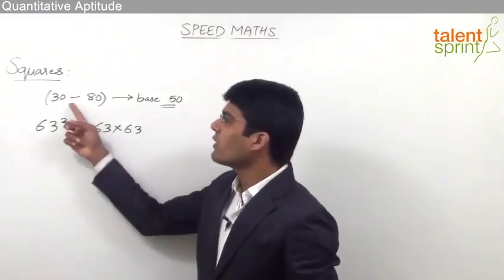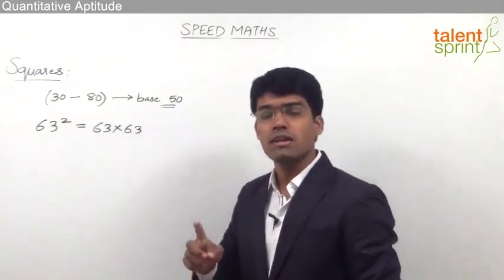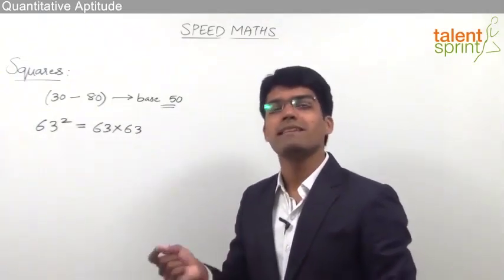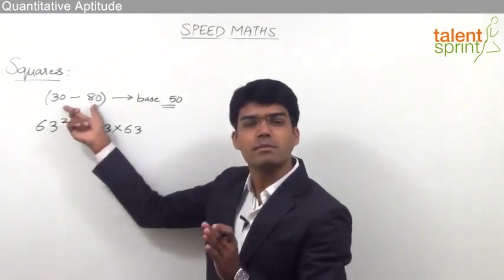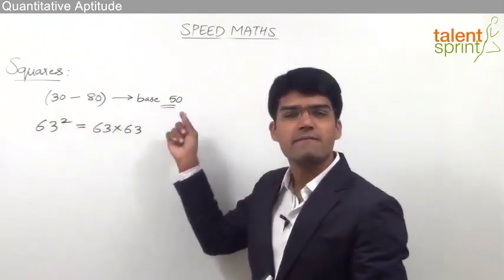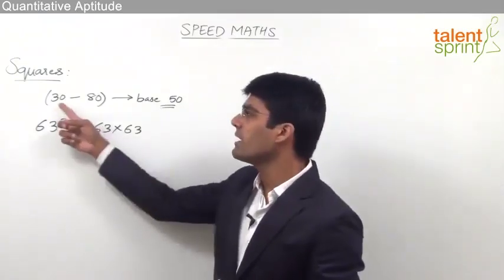Likewise, let's say we have to find out 41 square. 41 is between 30 and 80. So for 41 also, the base is 50. That means 41 should be taken as 50 minus 9. That means very clearly we can understand that for all the numbers ranging from 30 to 80, if you have to find out the square, the number should be taken as 50 plus x, where x can be a positive or a negative integer depending on the value there.